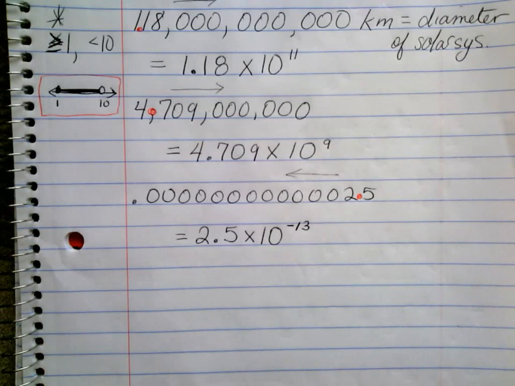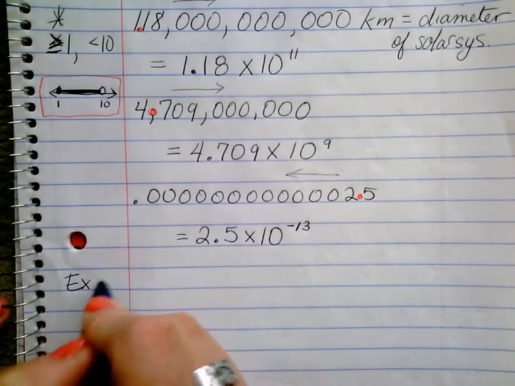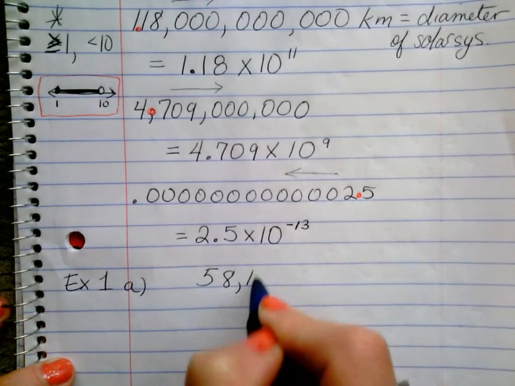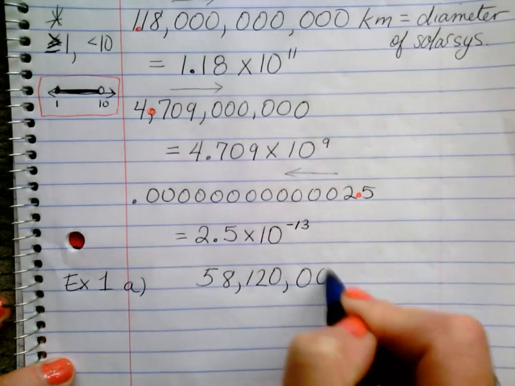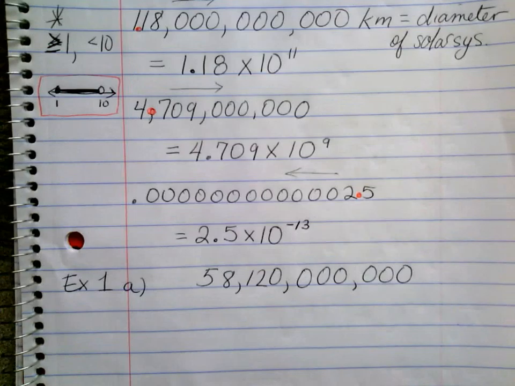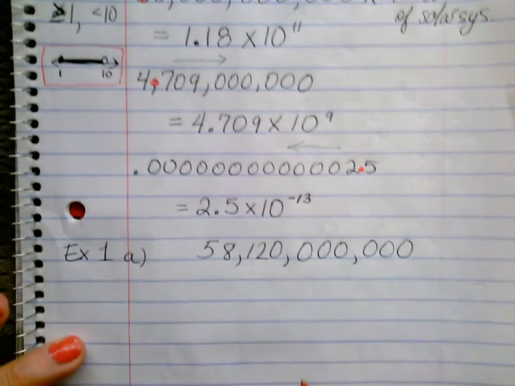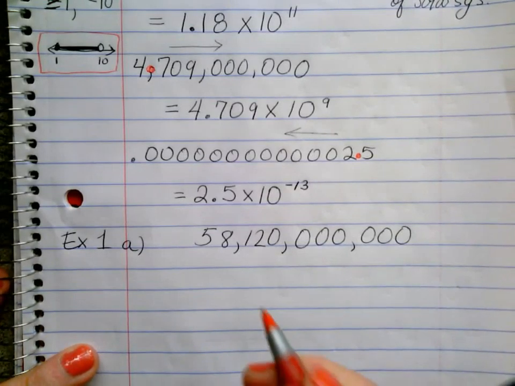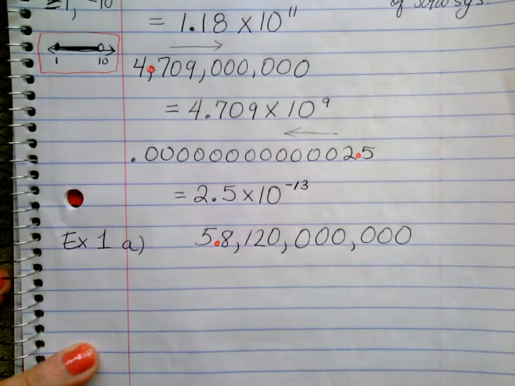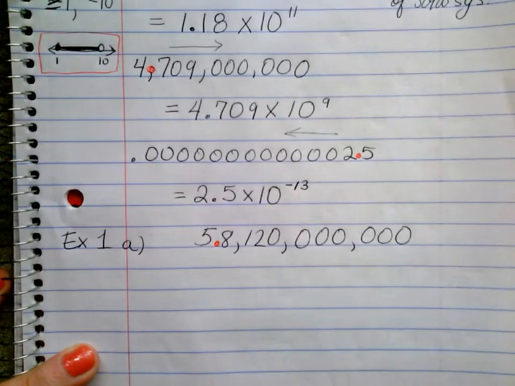Example 1. You guys see example 1? We've got a big monstrous number, 58, 120, 6 zeros. Okay, this is example A. I'm going to insert my decimal. Where, Seth? Right after the 5. Yep. That will indeed create a number that fits this scenario.